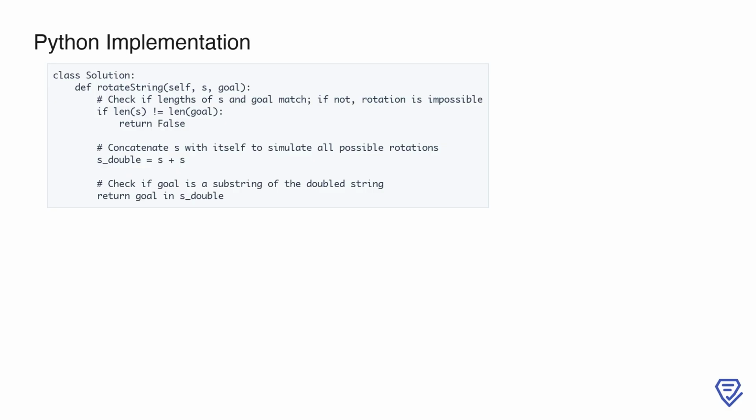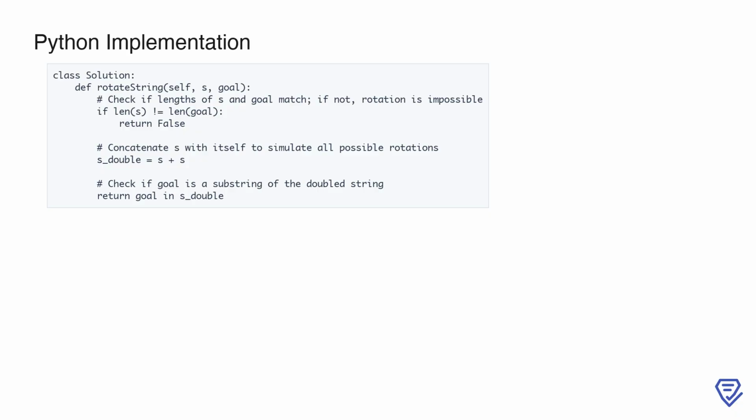The problem requires us to determine if one string is a rotation of another. A rotation involves cyclically shifting the characters of a string. For example, rotating ABCDE to the right gives EABCD. To solve this efficiently, we first check if the lengths of the two strings, S and goal, are equal. If they differ, it is impossible for one to be a rotation of the other, so we return false immediately.